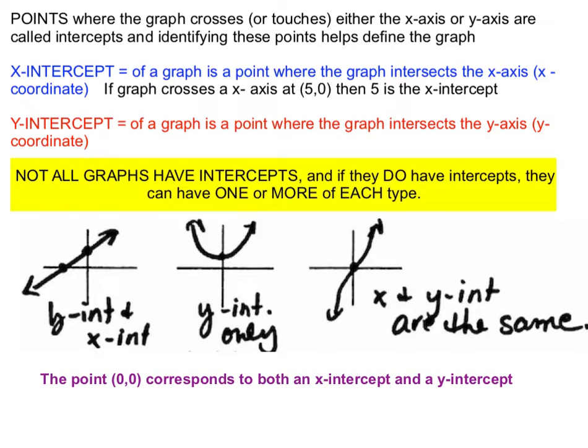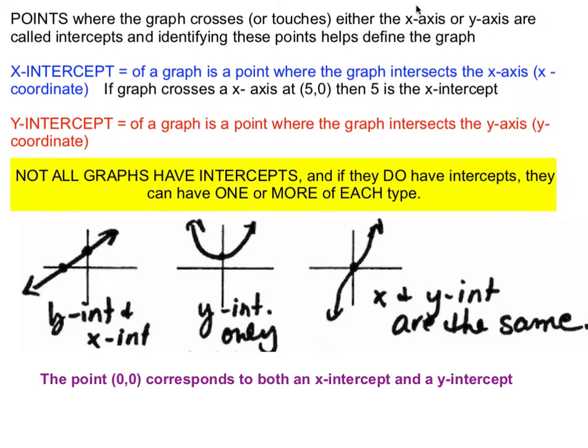The points where the graph crosses or touches either the x or the y-axis are called intercepts, and identifying these points helps us define the graph. The x-intercept of a graph is a point where the graph intersects the x-axis at the x-coordinate.